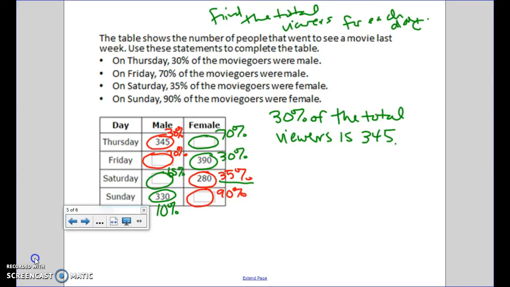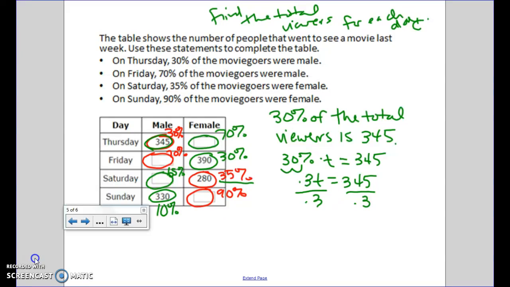Because if I know the total viewers, I can take away how many are male, and that'll leave me with the female. So in this case, 30% of the total viewers is 345. 30% of the total, which we don't know, I'm going to use the letter T, is 345. Well, I can solve this equation. 0.3T equals 345. And then I can solve by division. One-step equation. T must equal 1,150, the total number of viewers.